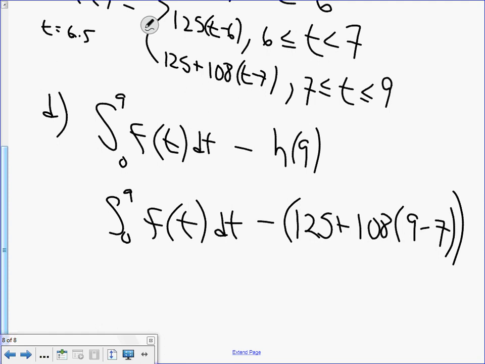So this part is easy enough. So she shoveled a total of 341 cubic feet, and we just have to subtract that from the total amount that falls. And we get 26.335.